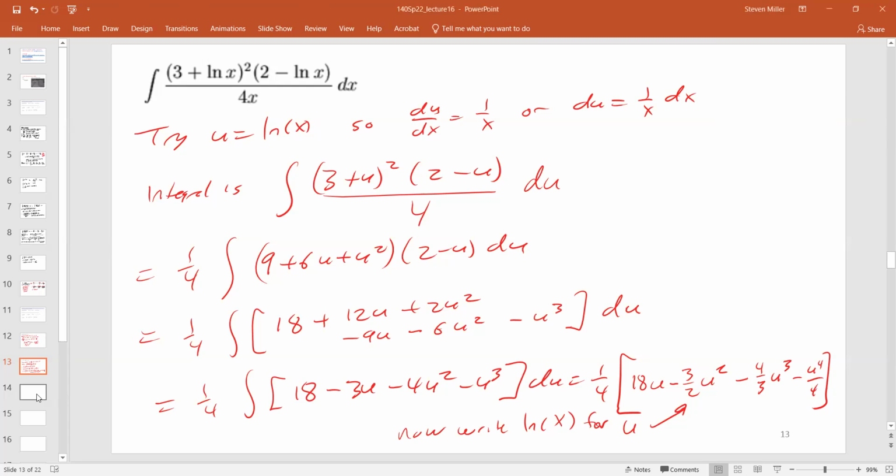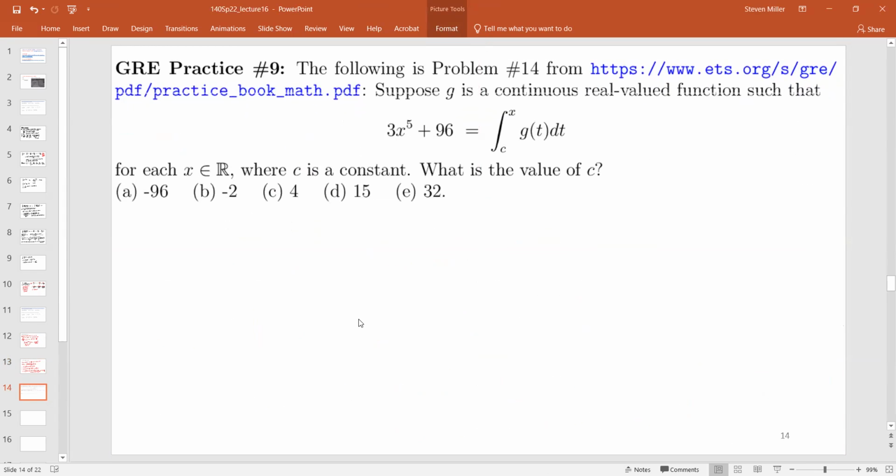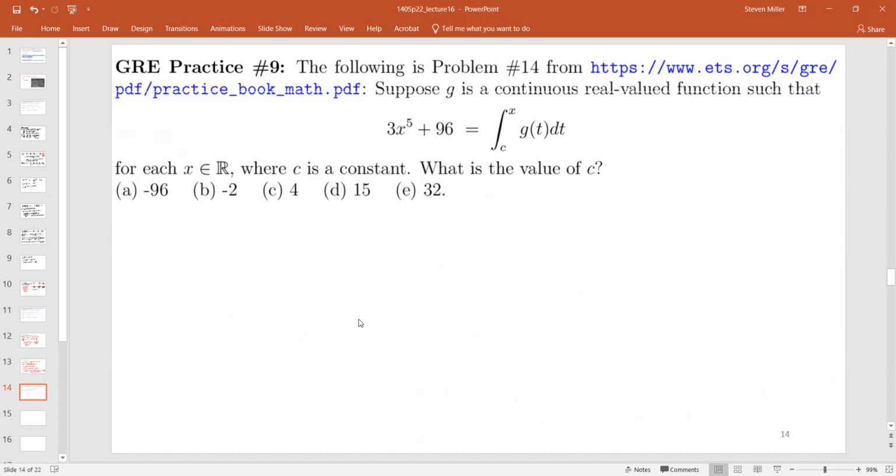Got about 2 minutes left. So I emailed you earlier today the following problem. This is from an exam that's basically the version of the SAT for grad school if you want to go to grad school in math. So suppose g is a continuous real-valued function such that 3x to the 5th plus 96 equals the integral from c to x of g of t dt, for each real x, and c is some constant. What is the value of c? So they give you a couple of answers. And the question is, how can you find it?